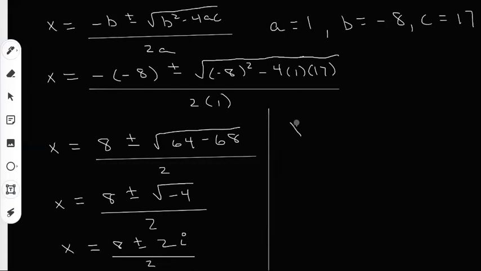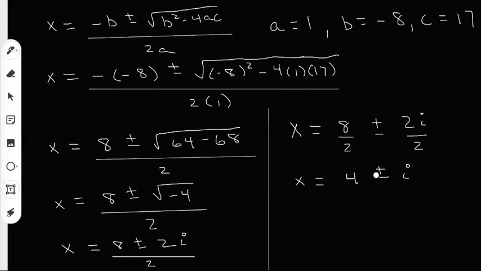So when we do that, we can break up the big fraction into 2 smaller fractions. The 8 is going to be divided by 2. And then the other part of the numerator, which is 2i, is also going to be divided by 2. 8 divided by 2 is 4. 2 divided by 2 is 1, so I don't need to write the 1. And I'm just left with 4 plus or minus i.